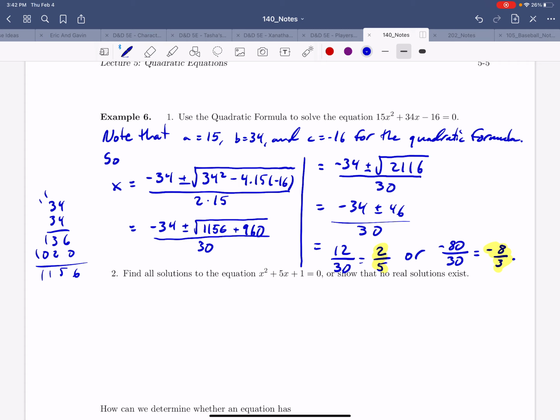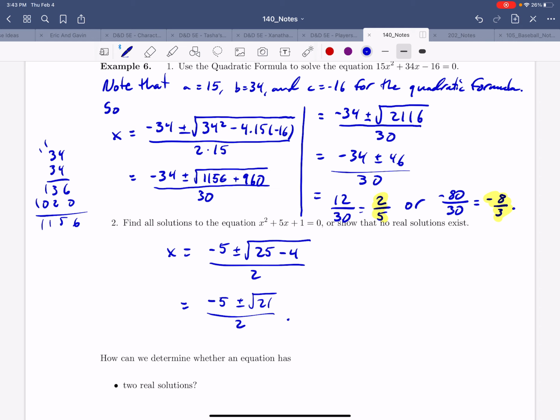Now what if we take a look at number 2, right? Here we're going to use the quadratic formula. I'm not going to write that, but we're going to get negative b plus or minus the square root of b squared minus 4ac all over 2a. And this equals negative 5 plus or minus the square root of 21 all over 2. There's really no way to reduce that, right? So there are two solutions.